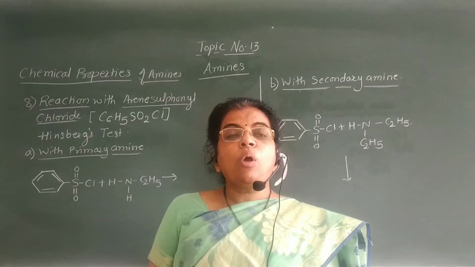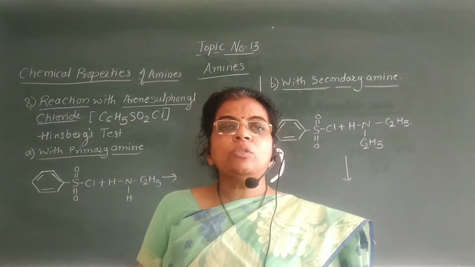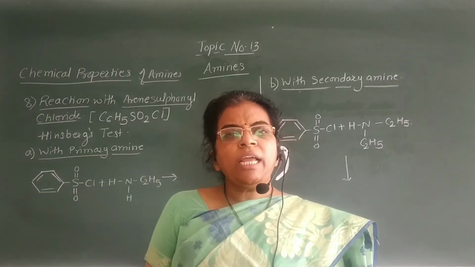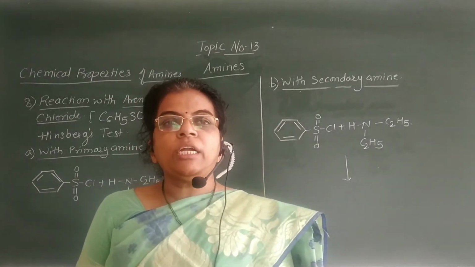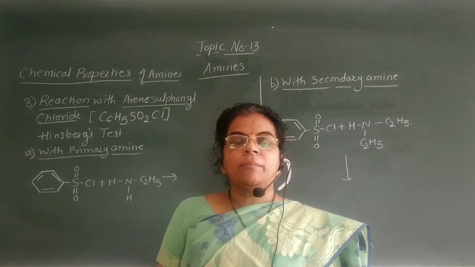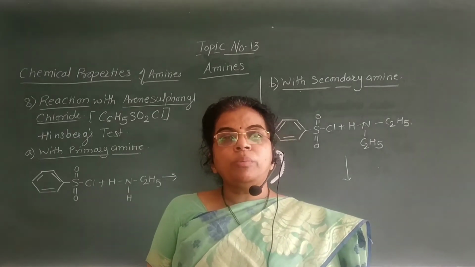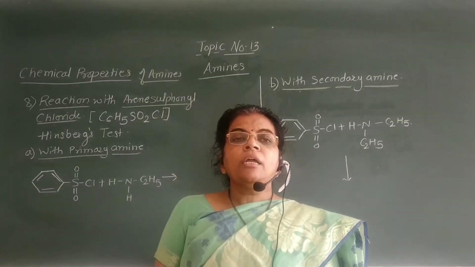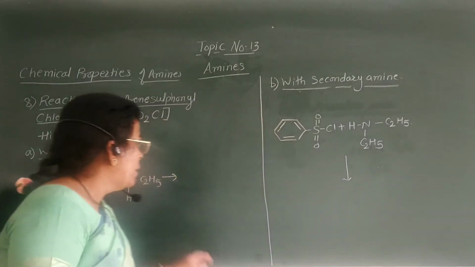Now this benzene sulfonyl chloride, or C6H5SO2Cl, is called Hinsberg's reagent, and this reaction is known as Hinsberg's test. This test is used to differentiate primary, secondary and tertiary amines from each other. Here we are going to see the reaction of Hinsberg's reagent or benzene sulfonyl chloride with primary amines and secondary amines.